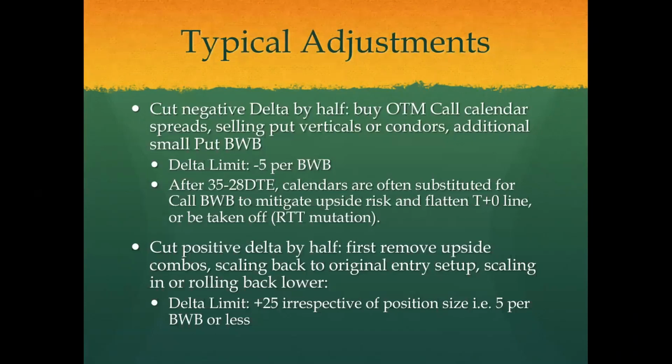On the downside, same rule. You cut your positive delta by half. So you start by removing whatever you had put on the upside. If you had a full size, you scale back, for example, to half size, basically your original entry setup. And then you may just start scaling back, rolling back if necessary. But as I said, the trade generally has good resilience, so it's quite solid on the downside.